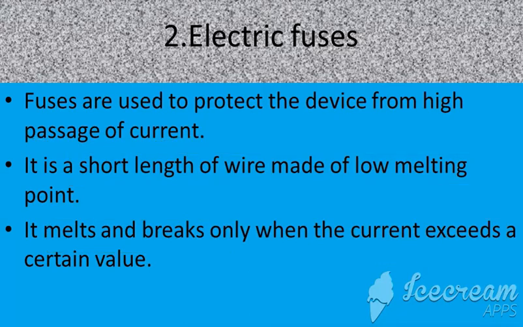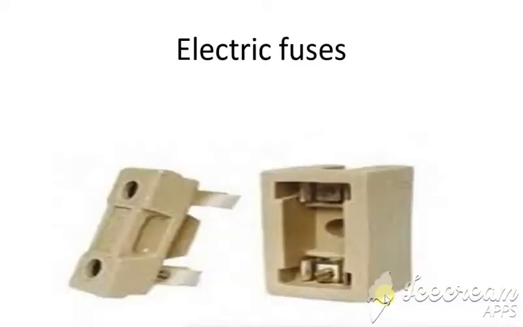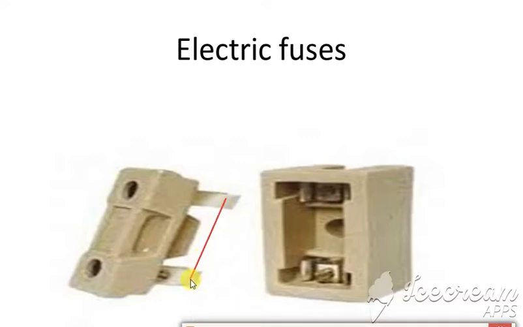Okay, so here we have the diagram of that electric fuse. This is the one you will be using in your home also. Here it will have the wire, from here to here. When there is a large flow of current, what happens? This breaks. When it breaks, there will not be any current flow in this. Okay, so this is about electric fuses.